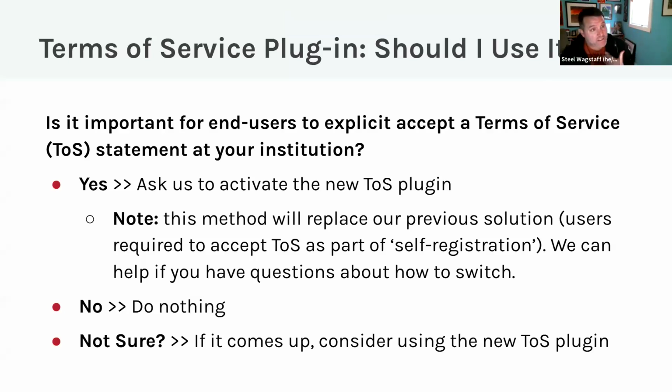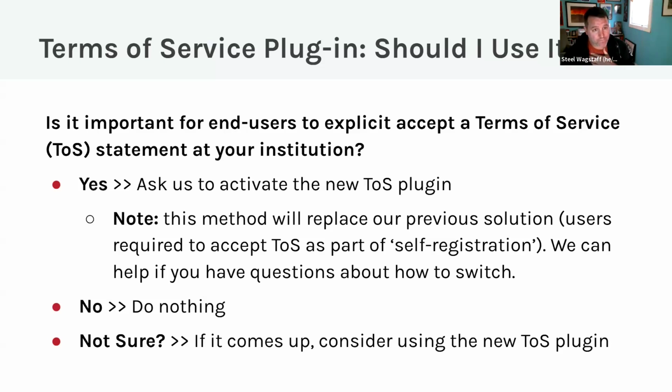There was a previous solution that some networks were using, which had a terms of service requirement, but that was only attached to user self-registration. If you're using that, this solution is, I think, much better and should replace that, and we will help you migrate from the old way of doing things to the new way. If it isn't important to explicitly accept terms of service, what you're doing is working for you, and implicit acceptance of them is fine, then you don't need to do anything. Just proceed as you are. If you're not sure, if it does come up and you want to do it, just consider using the new plugin and ask us to activate it.